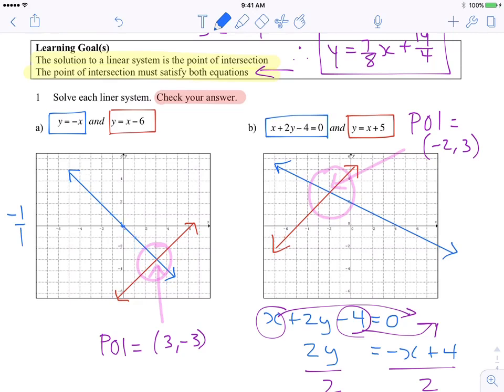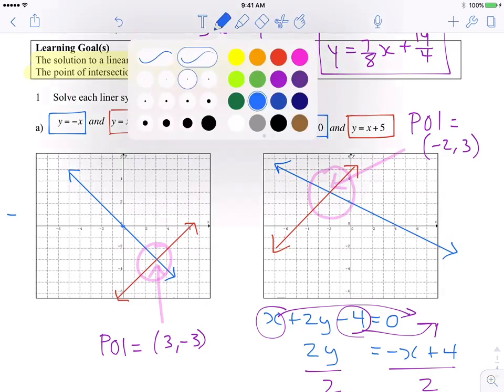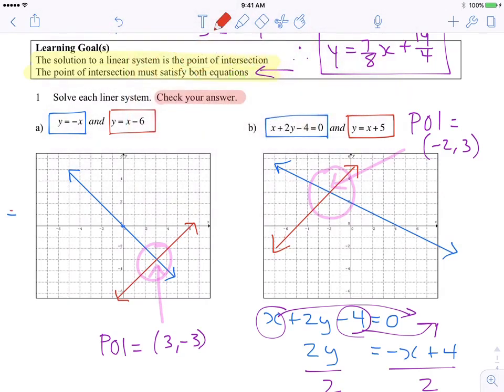I'll erase that just so we can see more clearly. Then I also have the red line. And of course here I started at the -6. If I start at -6 here, my slope is 1, which is really 1 over 1. And then I go up 1, right 1, up 1, right 1, up 1, right 1, or down 1, left 1, down 1, left 1, down 1, left 1. And I get that. And I notice that both those lines intersect at 3, -3. And then what I want to do is to double check that that indeed is the case.